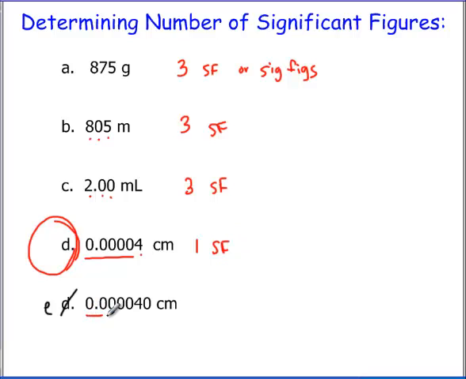Letter E also contains some leading zeros, but it also has a 0 after a non-zero number. So both the 4 and the 0 are significant in letter E, which gives us 2 sig figs.